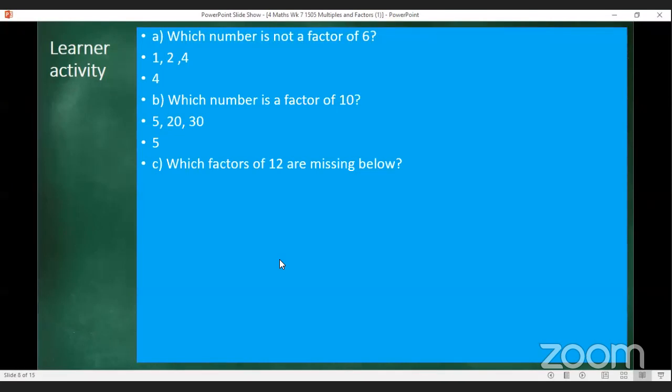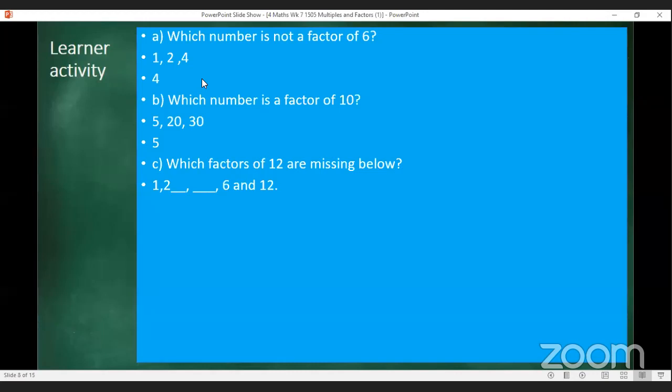And then the next question is, which factors of 12 are missing below? I gave you 1, 2, 6, and 12. So which factors of 12 are missing there?